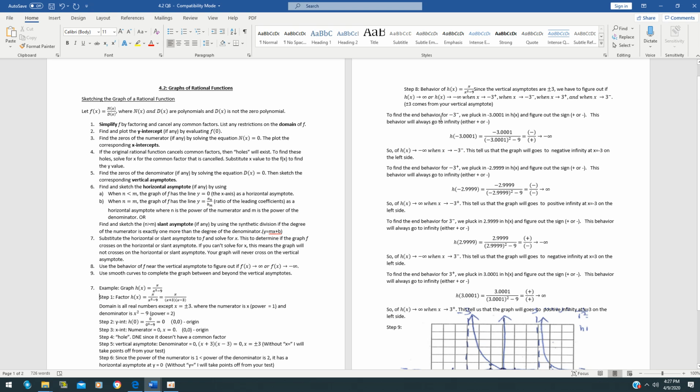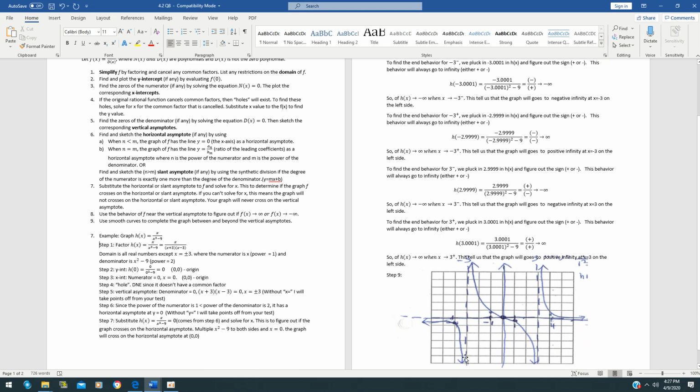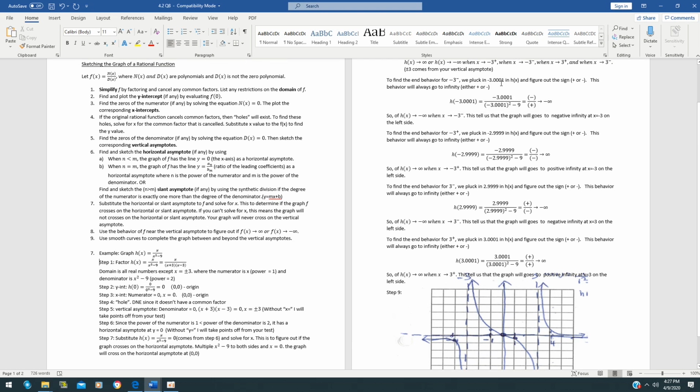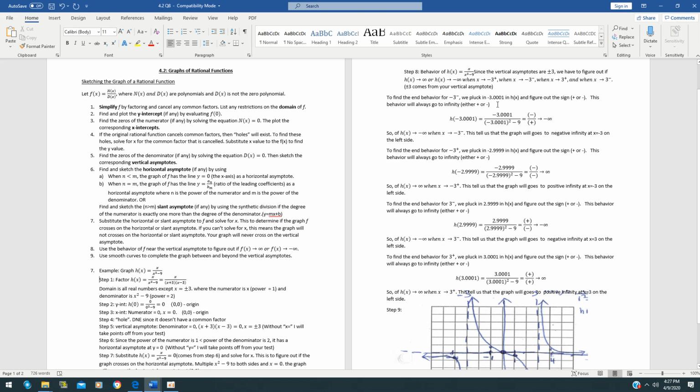So how do we figure out the end behavior for the negative 3 minus? That means we want to find a point that is very close to this negative 3 on the negative side. So we will use this point, which is negative 3.0001. So that's why we pick this point. We want to get a number so close to negative 3 that you will push the limit to infinity. So we plug this negative 3.0001 into the h of x function here. So negative 3.0001, then square it, and then minus 9.